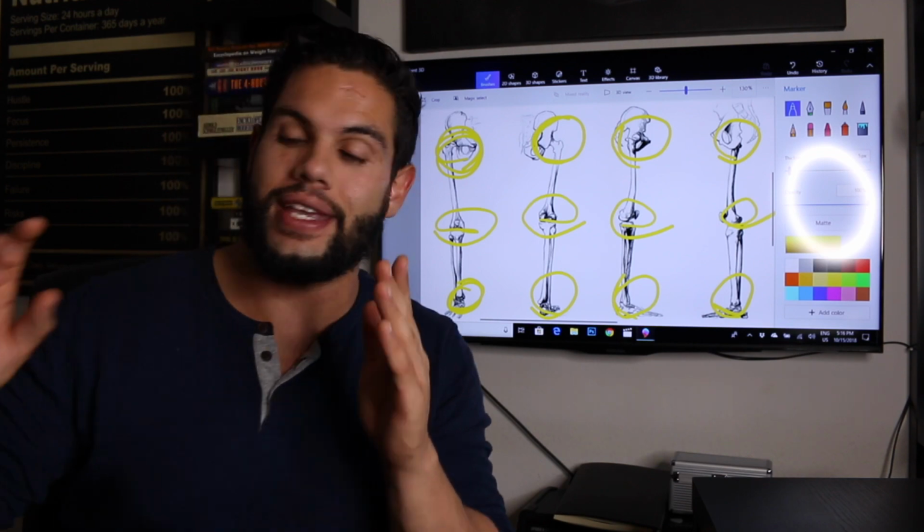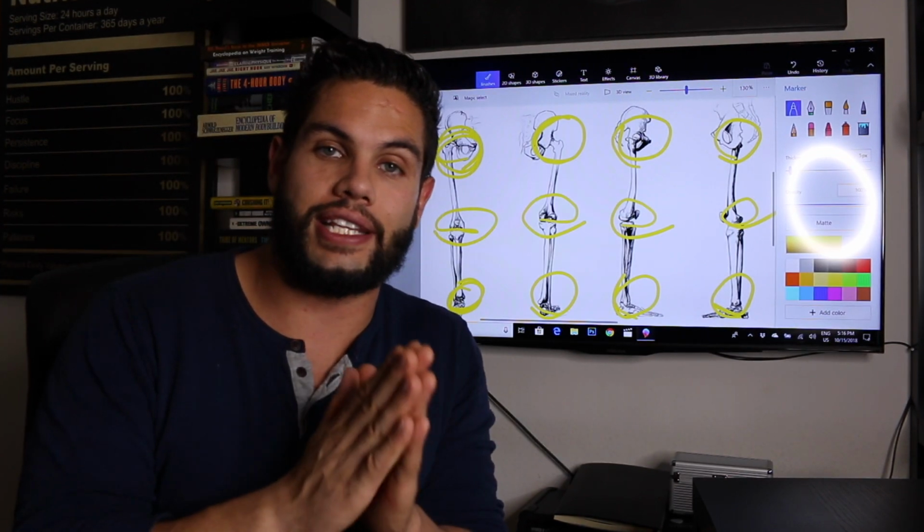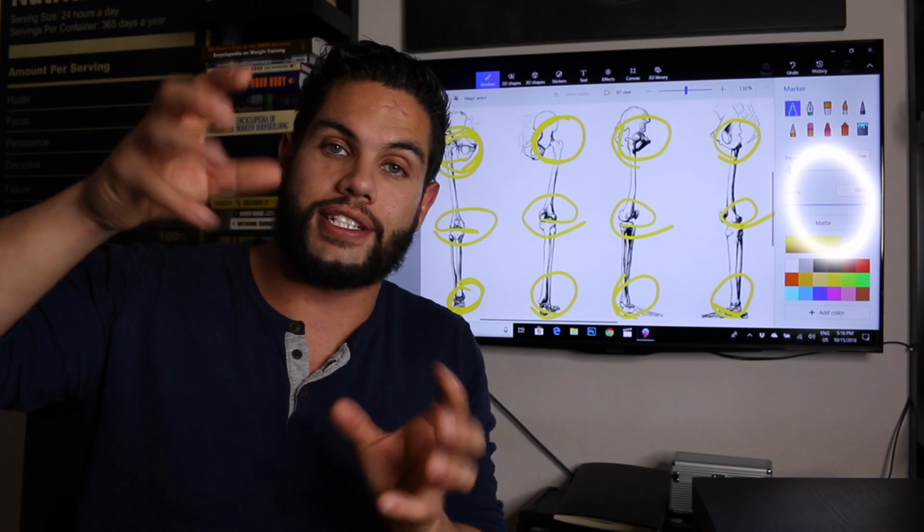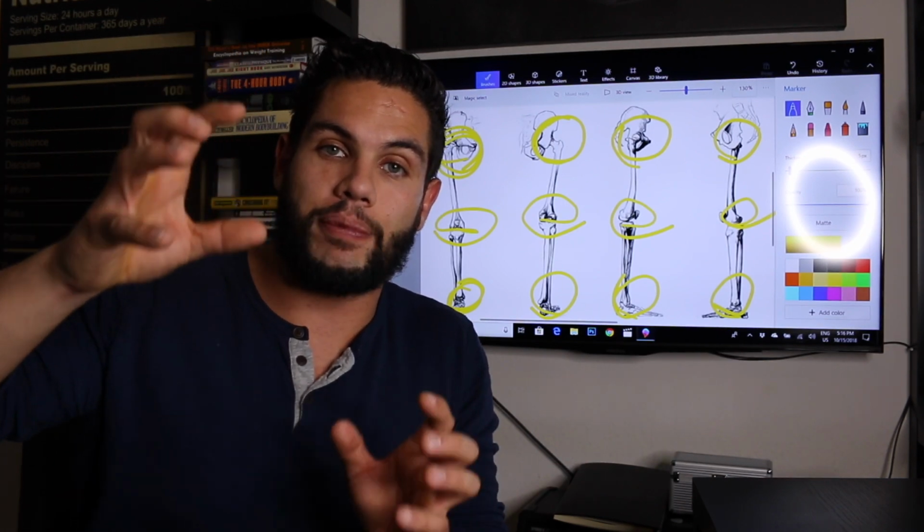Now what I mean by that is the knee is the least complicated joint in this chain, okay? It's between a ball and socket and a ball and socket, which are 2 very complicated joints.